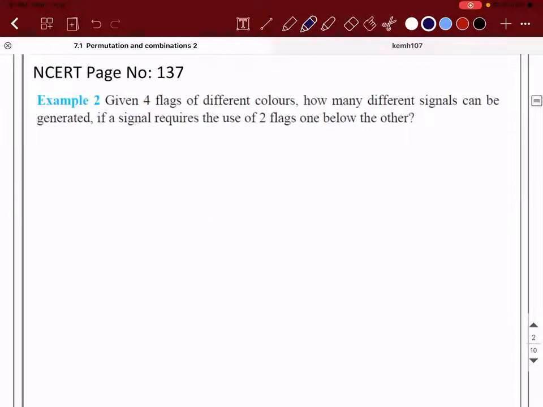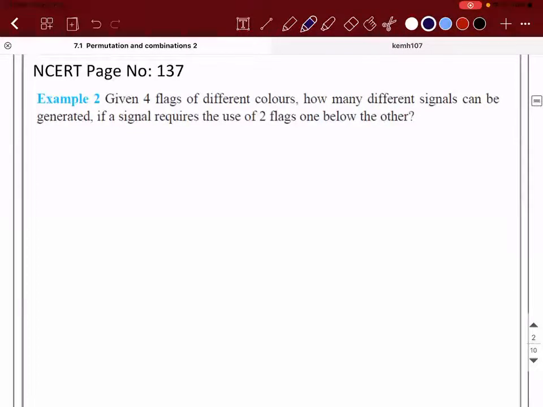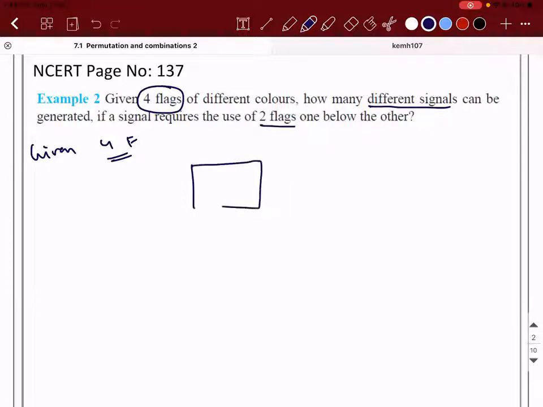Given 4 flags of different colors, how many different signals can be generated if a signal requires the use of 2 flags, one below the other? So how many flags are given to you? 4 flags. So you have 4 objects in your hand, but they want different signals, and each signal should have how many colors? Each signal should have 2 different colors. Correct? One below the other. This is how they are expecting the signal to look.